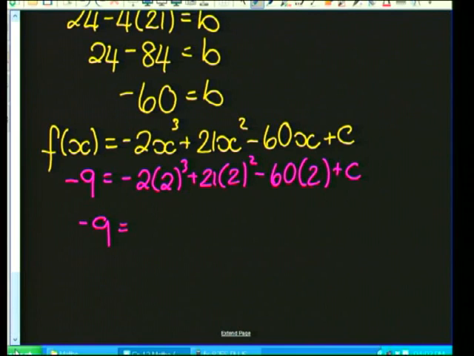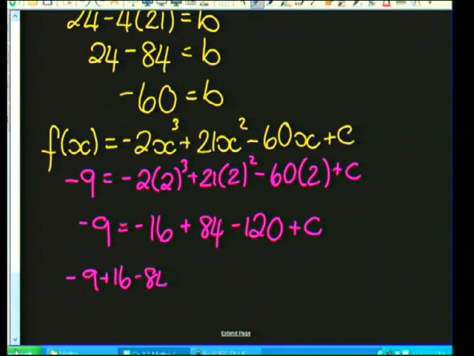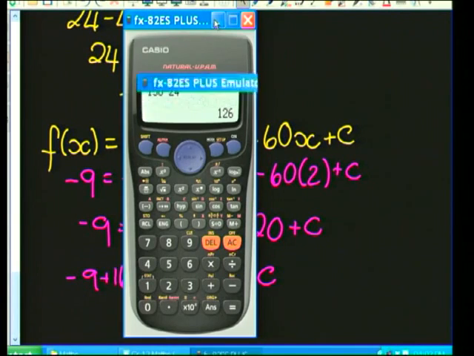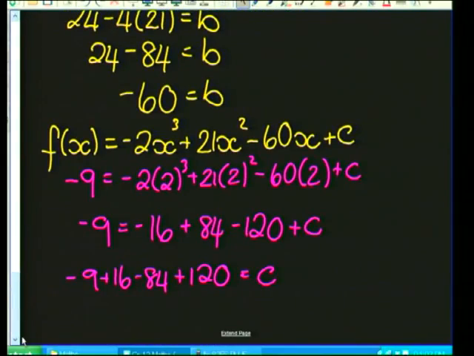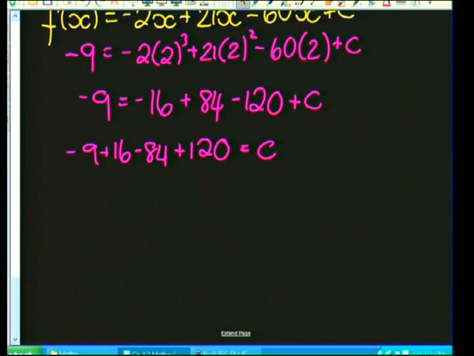I've got negative 9. 8 times 2, that's going to give us negative 16. I've got 21 times 4, which is 84. I've got negative 120, and I've got c. Let's see what we've got here. So that would be 9, plus 16, minus 84, plus 120, and that's going to give us c. If we work that all out, we're going to land up with, what did they want? 43. Let's see. So that's going to give us 43. I'm sure it does.